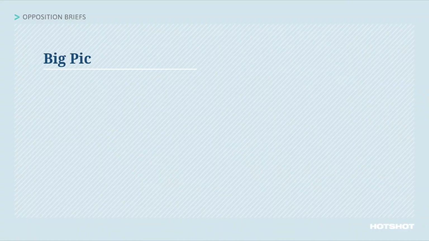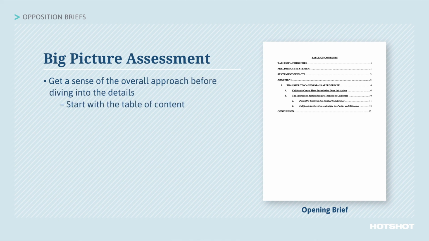When you have to draft an opposition, begin by doing a big picture assessment of the opening brief. You'll want to get a sense of the brief's overall approach before getting into the details. A good place to start is with the table of contents.